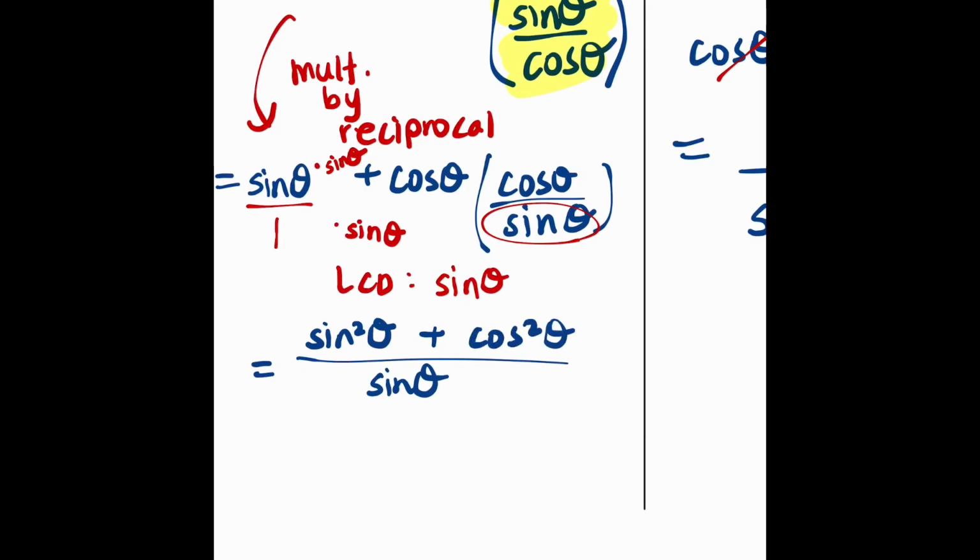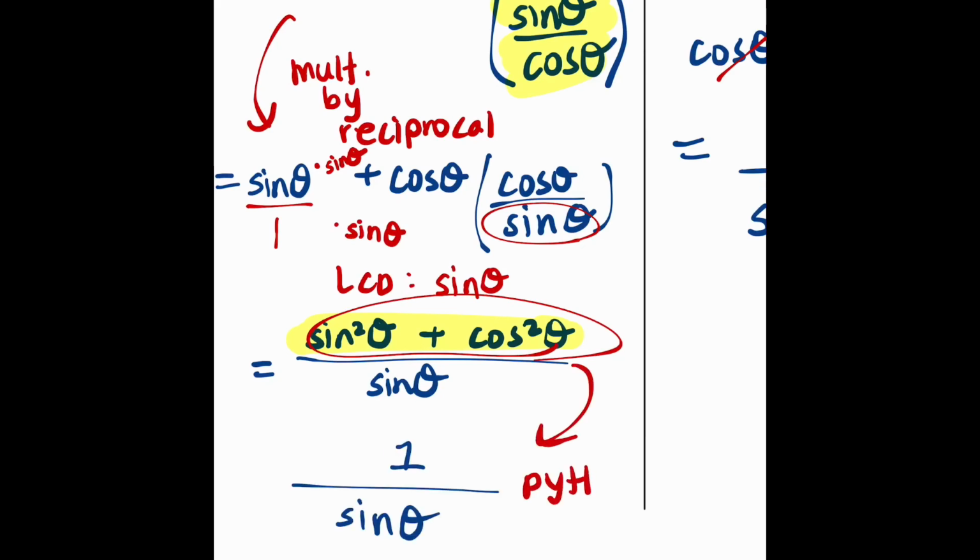I remember that there is an identity where the two are equal to 1. And this is by the Pythagorean identity.